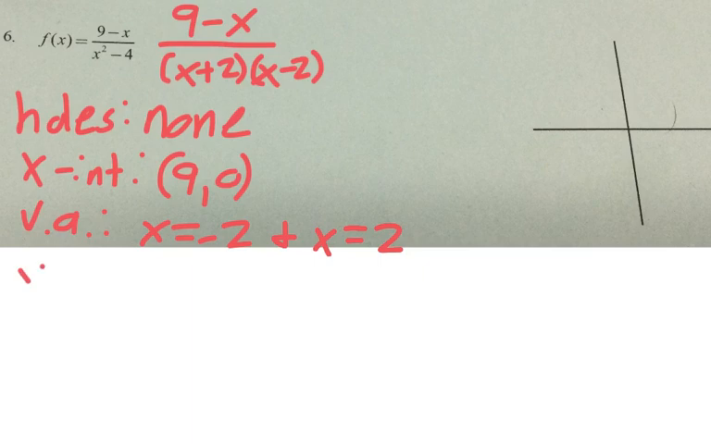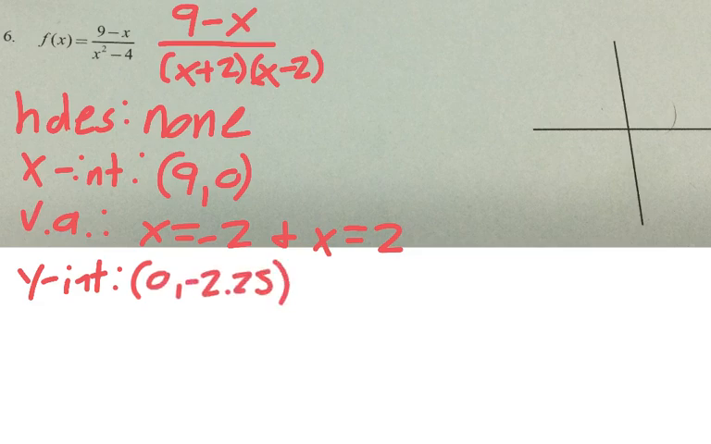Next, let's check for the y-intercept. So I'm going to use standard form. It's going to be a ratio of the constants. So that's 9 over -4, which is -2.25, the y-intercept. And lastly, the horizontal asymptote. If I look at the degree of the numerator, it's 1. The degree of the denominator is 2. Because the degree of the numerator is less than the degree of the denominator, I have a horizontal asymptote at y equals 0. It's just one of our rules.